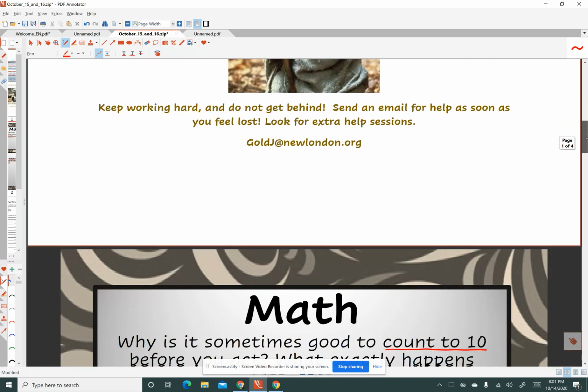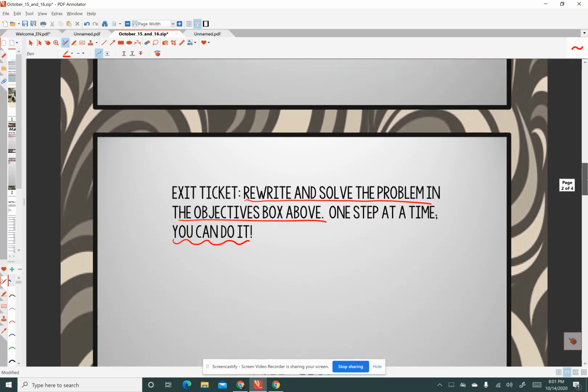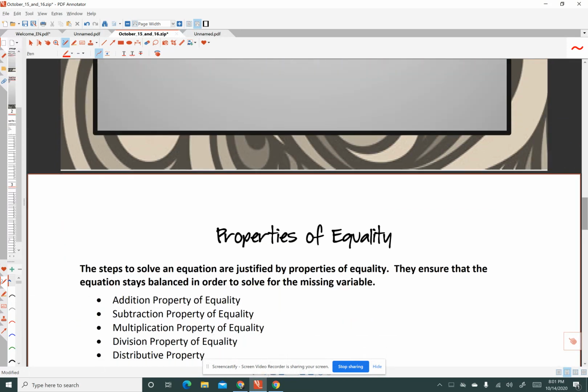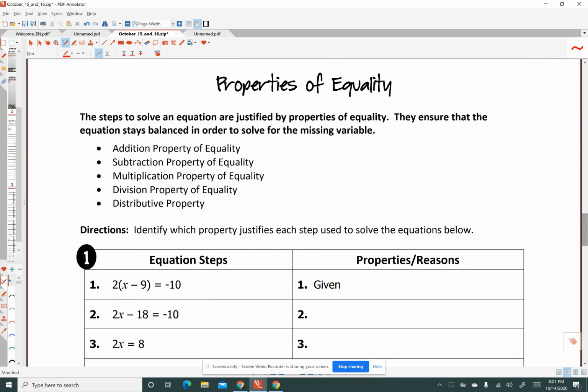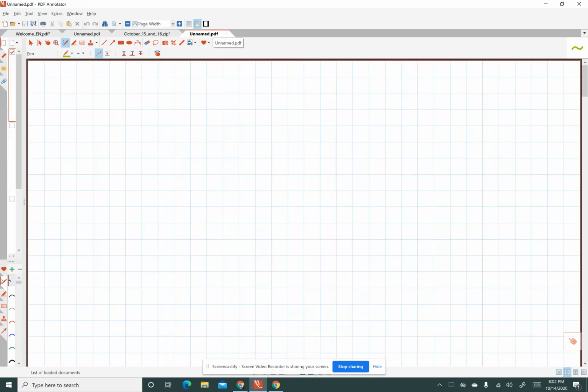The properties of equality that we're going to talk about today will help you. But before we get to those, we're going to talk today about the addition property of equality, the subtraction property of equality, the multiplication property of equality, the division property of equality, and the distributive. And I'm hoping this helps you to be even more confident when you solve equations. So first of all, we have the addition property of equality.